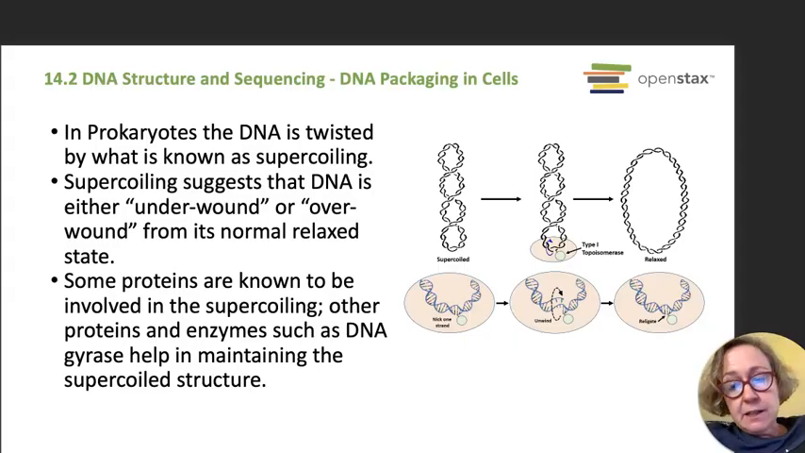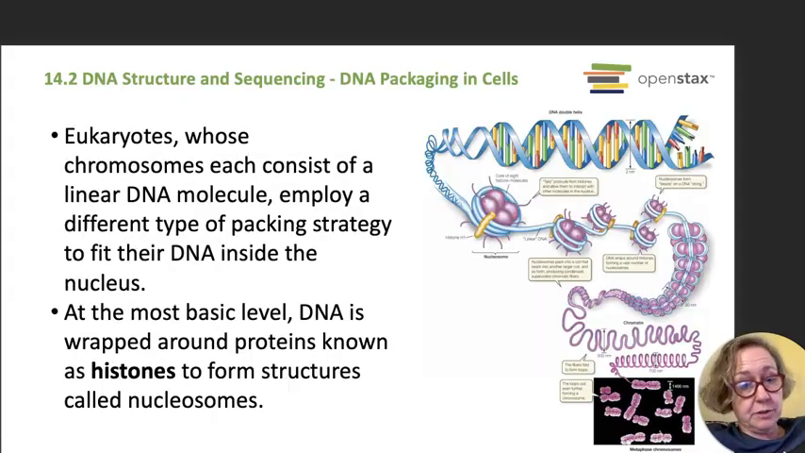So again, the entire DNA has to be twisted in order to fit into the area that it needs to go, even in prokaryotes. Now, this is even more true in eukaryotes. In eukaryotes, whose chromosomes each consist of linear DNA, employ a slightly different strategy. Instead of just winding around itself, it's packed around what are called histones. At the most basic level, DNA is wrapped around proteins known as histones, and that's how it compacts itself into these chromosomes.